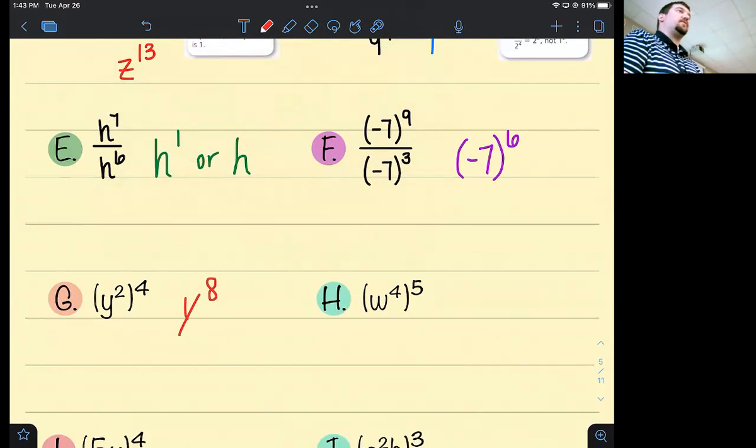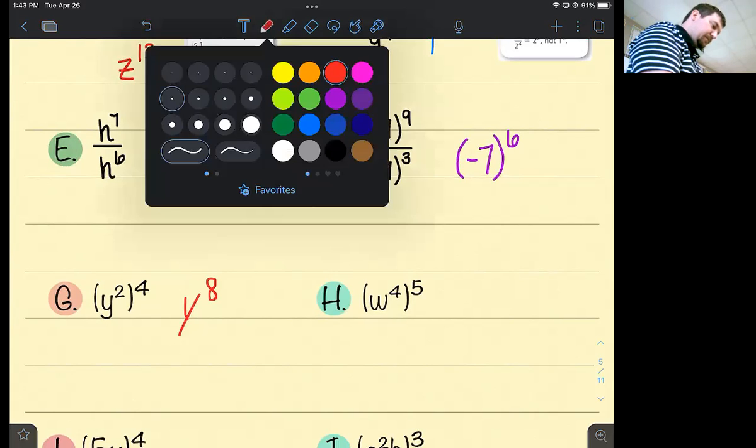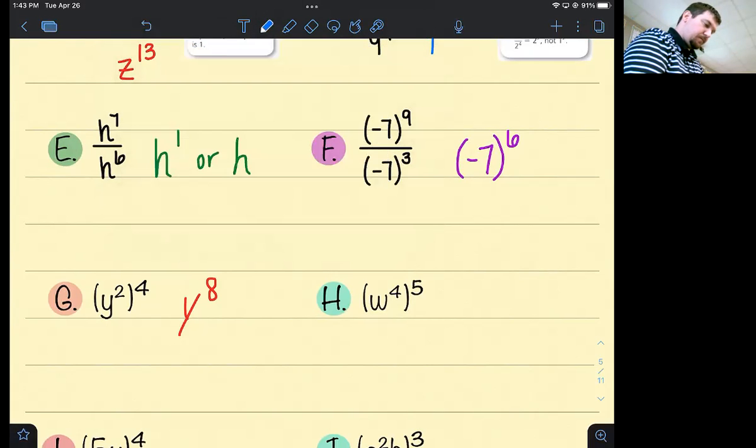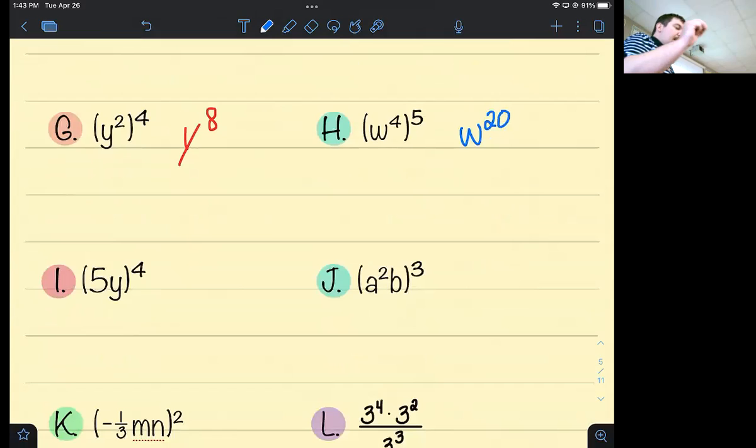You can see why I wanted to. Once you get going, you can see that the rules are pretty simple. And that's why I thought this would just be one combined lesson. W to the 4th to the 5th, Oliver, what would that be? That's right. W to the 20th, 4 times 5. Good job. Now we have a product that's being raised to a power. A product that's being raised to a power. Lizzie, what do you do with the exponent 4 here?